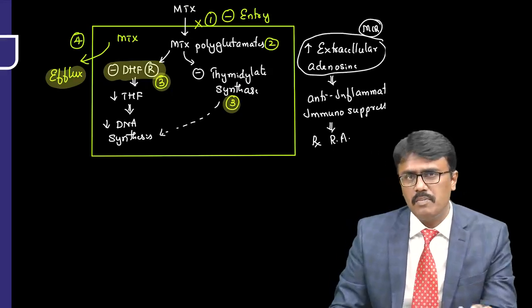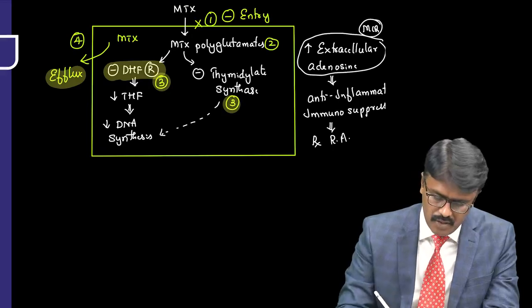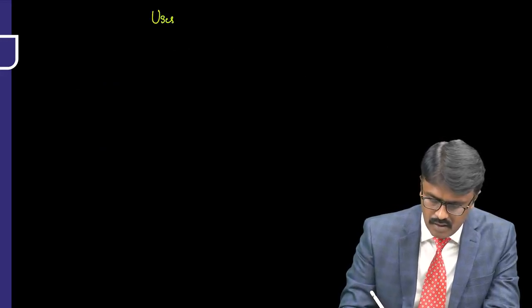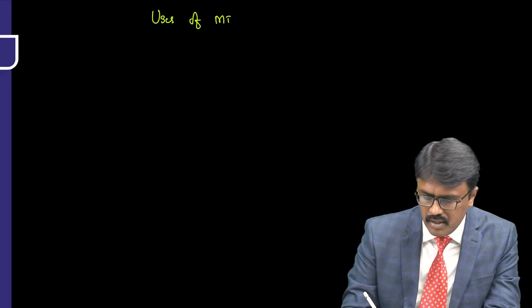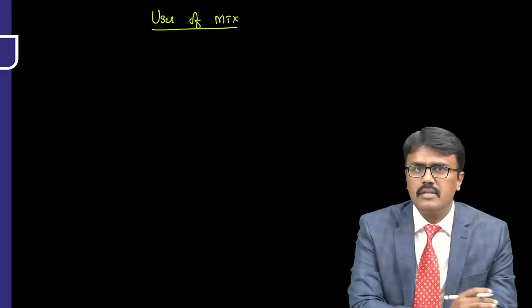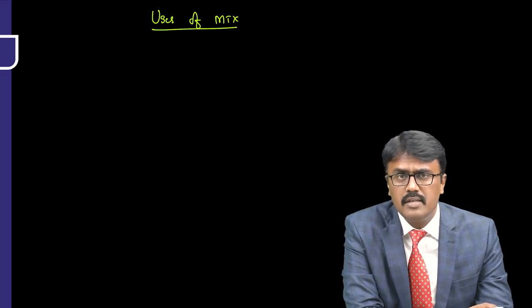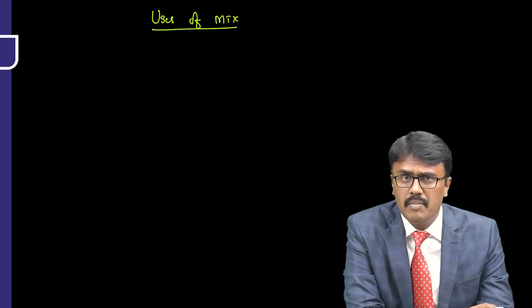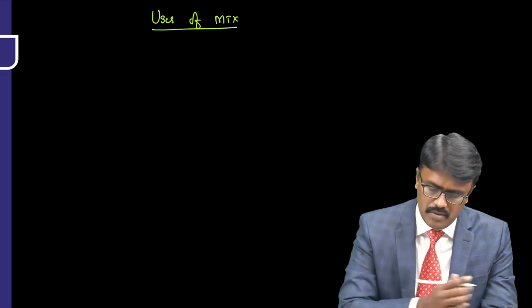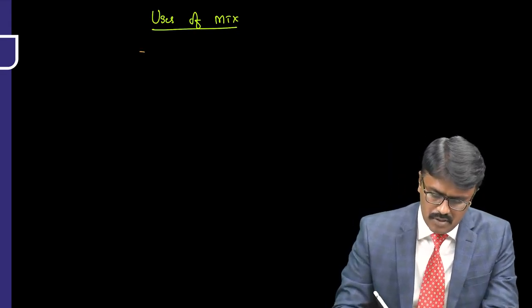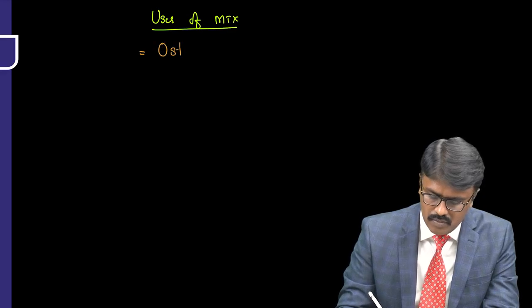Now what are the uses of methotrexate? We know that methotrexate is not only an anti-cancer drug, it's also an immunosuppressant and it has anti-inflammatory property. Now where is it used? The use is in a cancer called osteosarcoma.